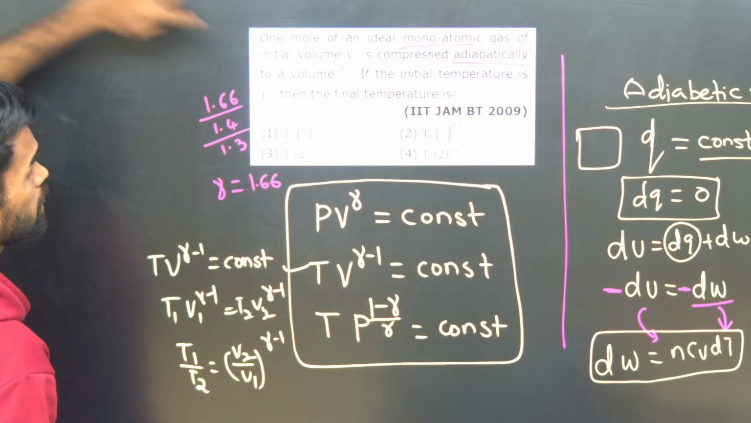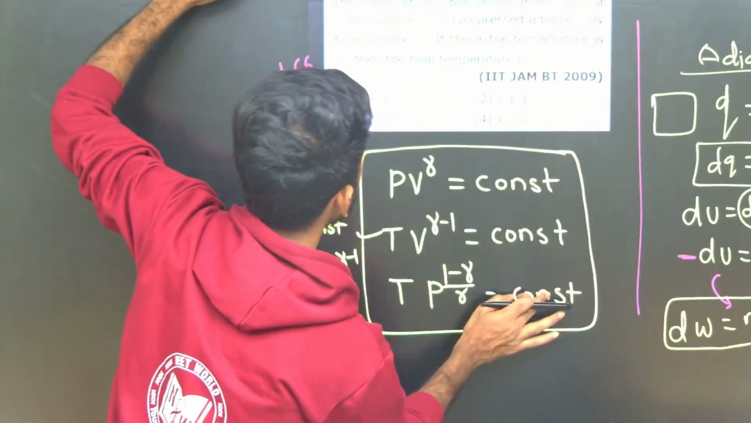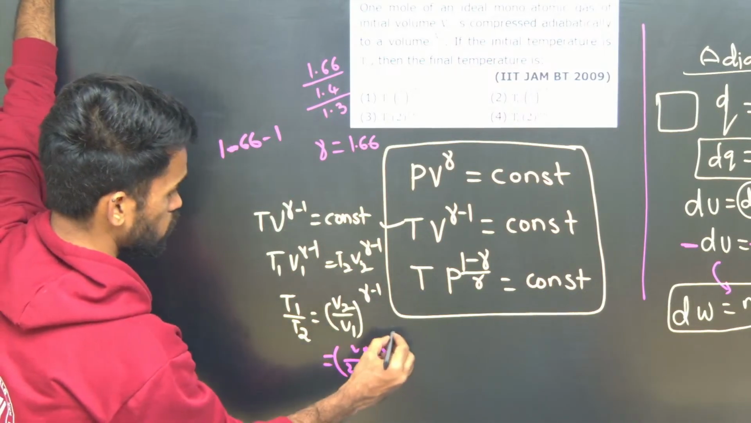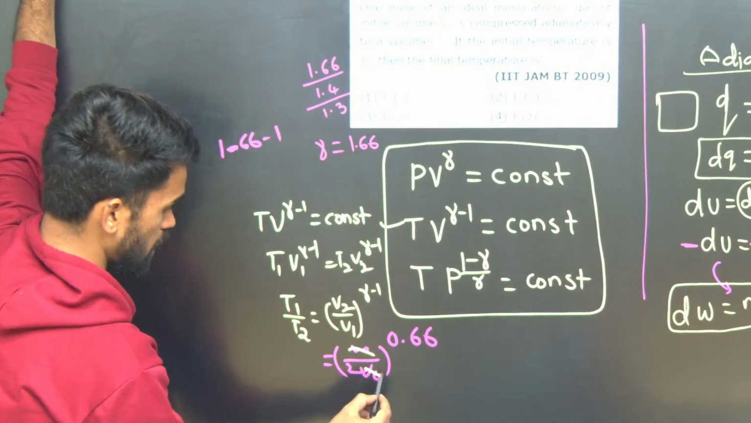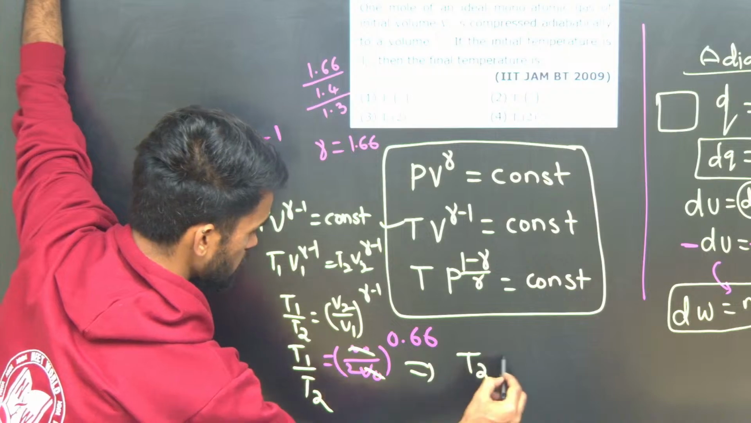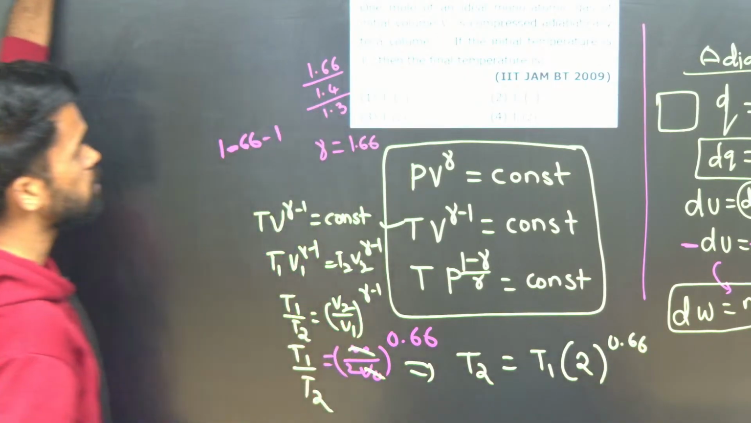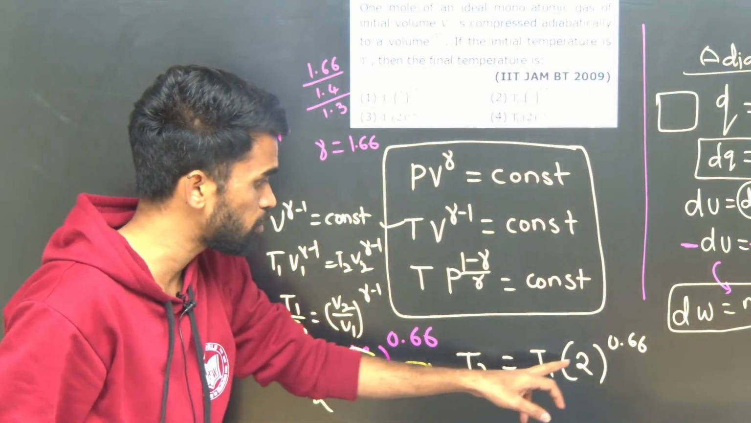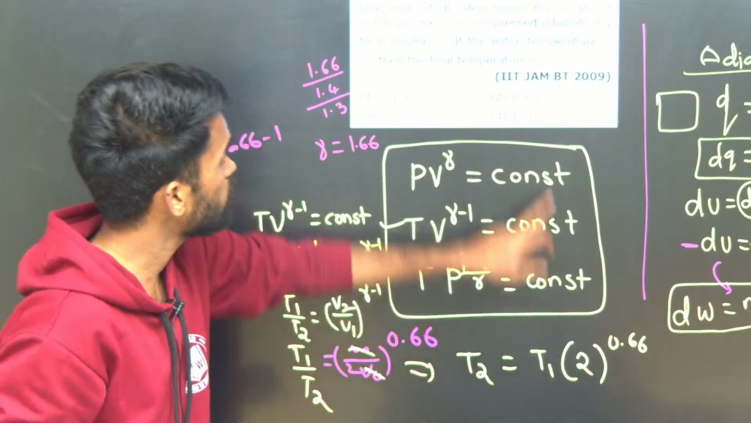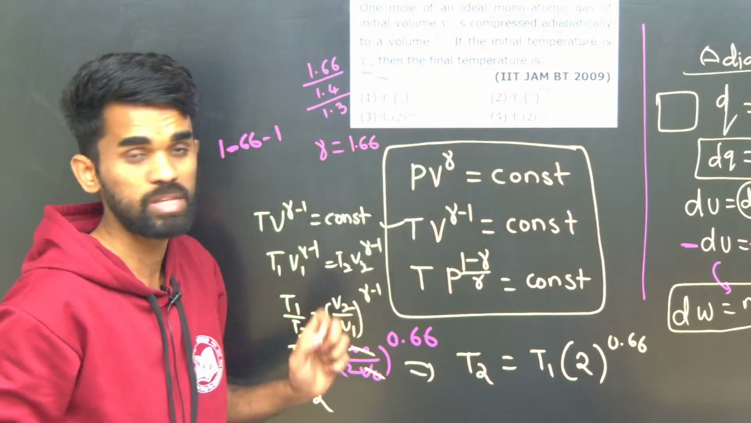Now what they are saying: the initial volume is V0 and the final volume is V0 by 2, and gamma minus 1 is 1.66 minus 1, so I can write 0.66. V0 is cancelled, so we got T1 by T2. From this T2 will be written as T1 multiplied by 2 power 0.66. So T2 equals T1 multiplied by 2^0.66, and our option will be the perfect answer for the question. T1 is nothing but T0 here, they are saying the initial temperature is T0, that is what I am taking as T1. 2^0.66 or 0.67 will be the perfect answer, that is option 4.